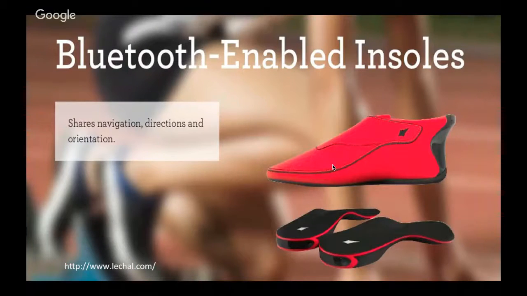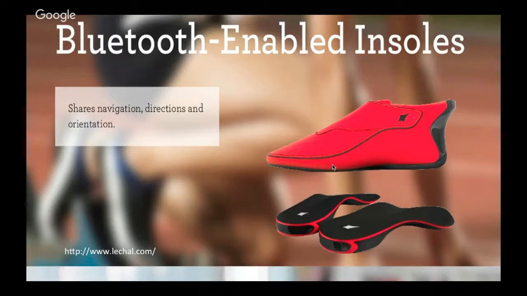Bluetooth enabled insoles. With this, there is no need to take out your mobile phone while walking, mainly, to check the directions at every lane or every minute for navigation. These Bluetooth enabled insoles give haptic feedback on your soles to turn left and right. They also count your metrics like calories and distance traveled, all via haptic or vibratory feedback. So this is what exists today.